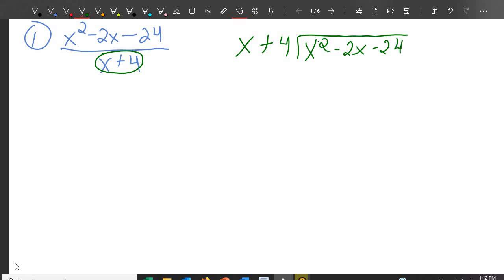Now, just like when you're doing regular division, we're going to take the first piece and divide it into the first piece. So I'll write that over here on the side. We're taking x squared and dividing it by x. We simplify that down to a single x, and the x we get goes in the top.